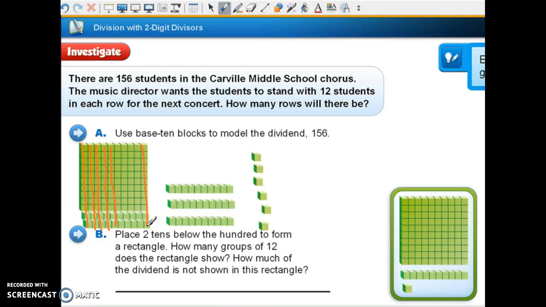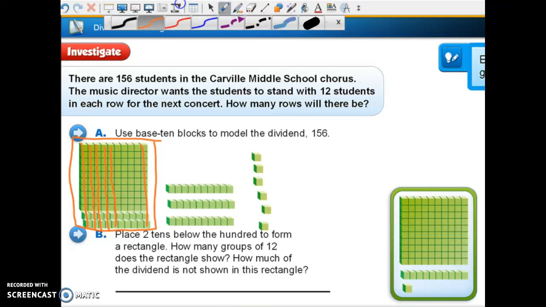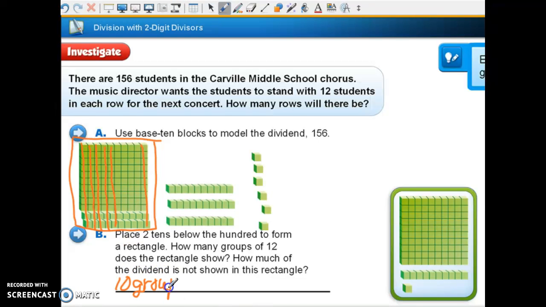Now, how many groups of 12 does this rectangle show? What do we know about this base 10 block, this 100 block? How many rows are in it? 10. So how many groups of 12 do we have? 10 groups of 12. Okay, so on your line you're going to write 10 groups of 12.